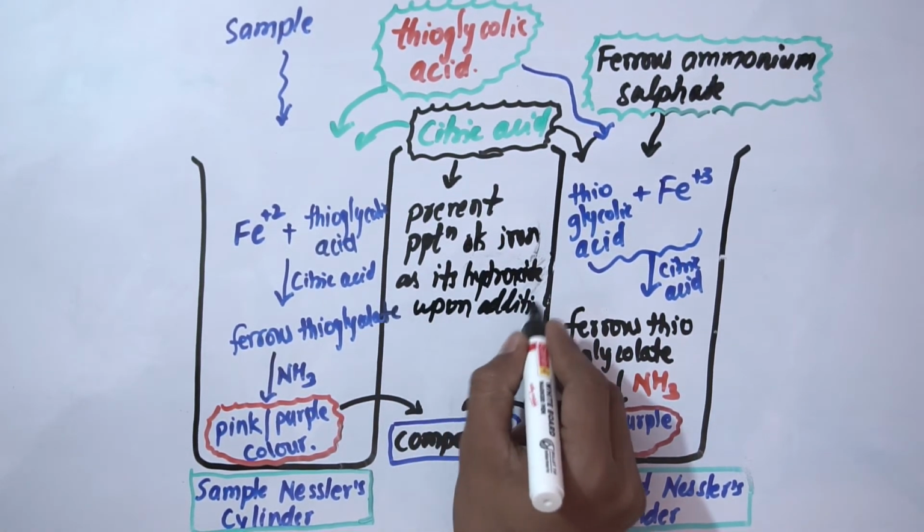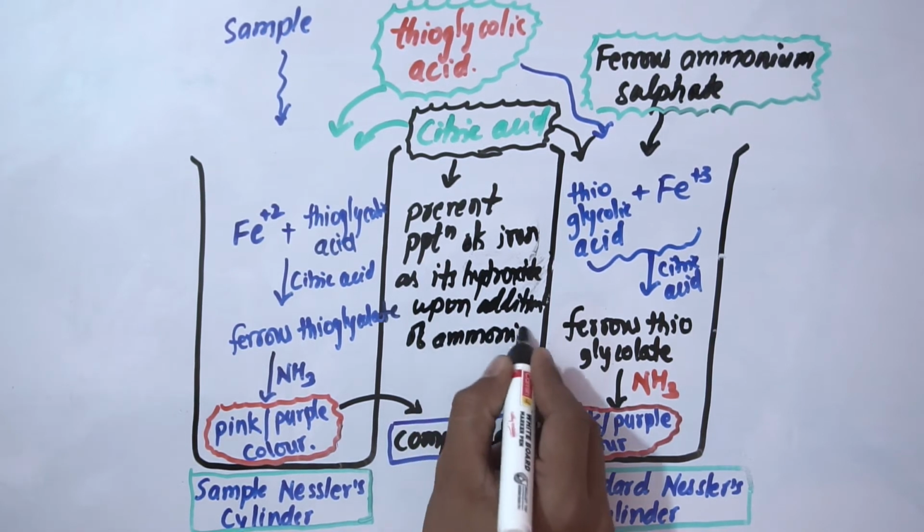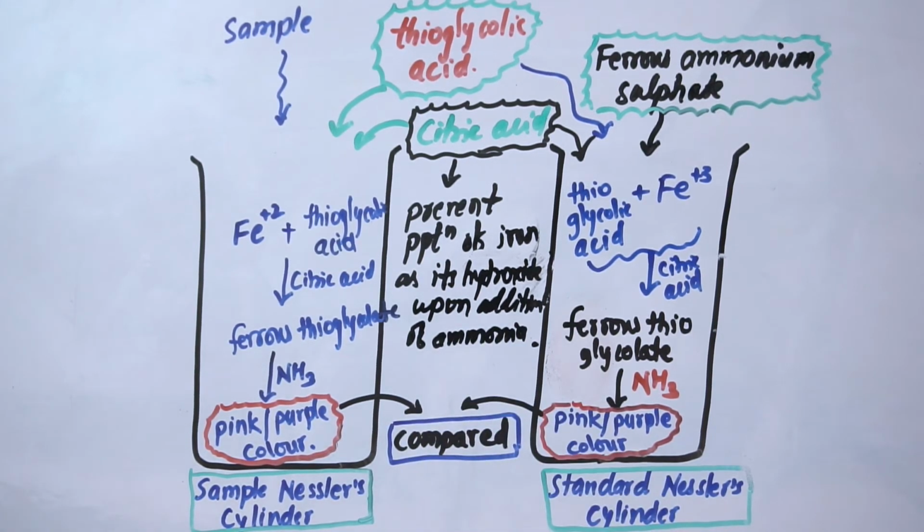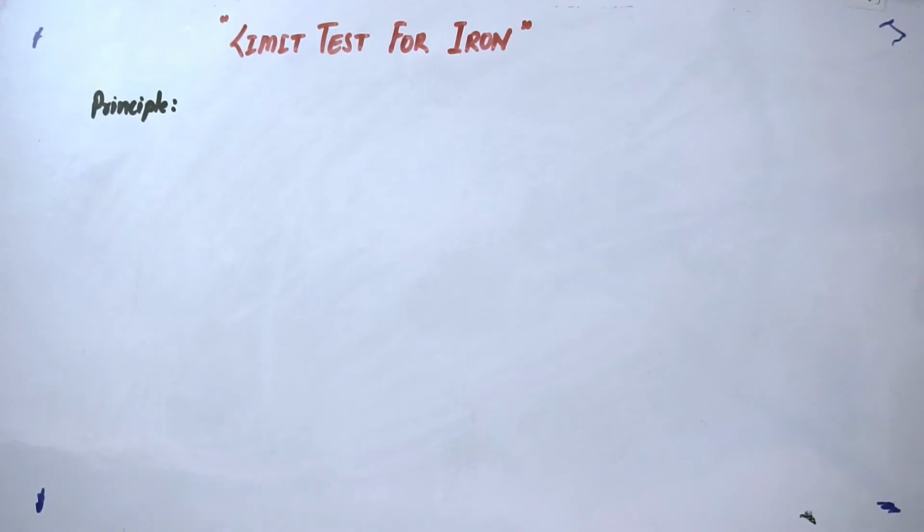Okay, or upon addition of ammonia. This is also we are going to see later. Okay, now how you will write in exam? We will give a topic like limit test for iron, and then below you mention principle, and we are going to write the same format which we have already discussed in previous lectures.